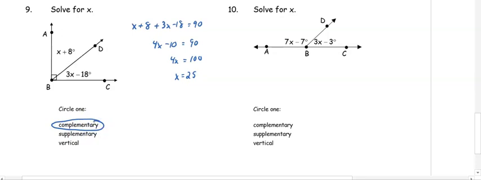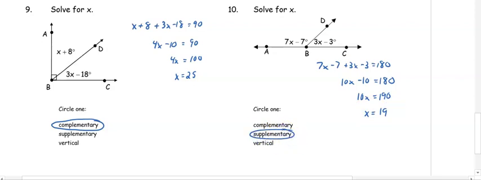In number 10, to solve for x, 7x minus 7 plus 3x minus 3 is equal to 180. So we get 10x minus 10 equals 180. We can add 10 to both sides, so 10x equals 190. We divide by 10, x is 19. Because they added together to equal 180, they are supplementary.